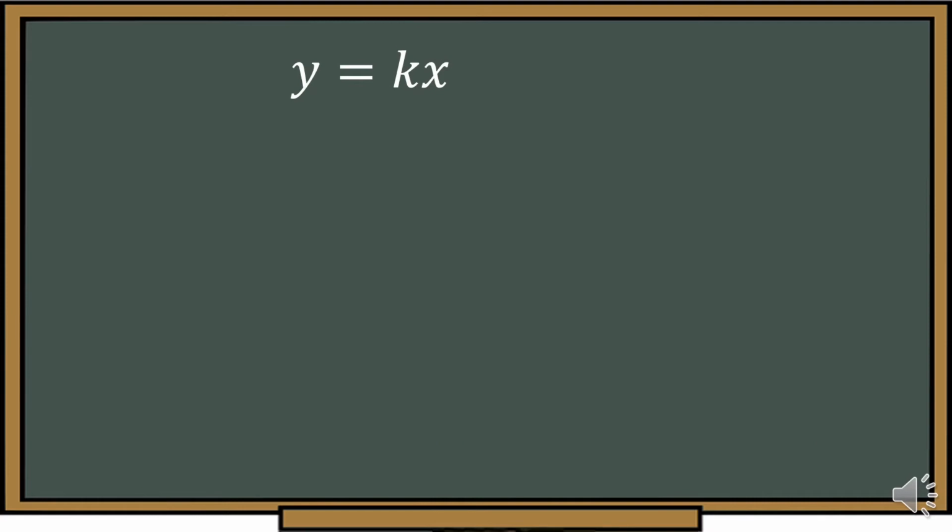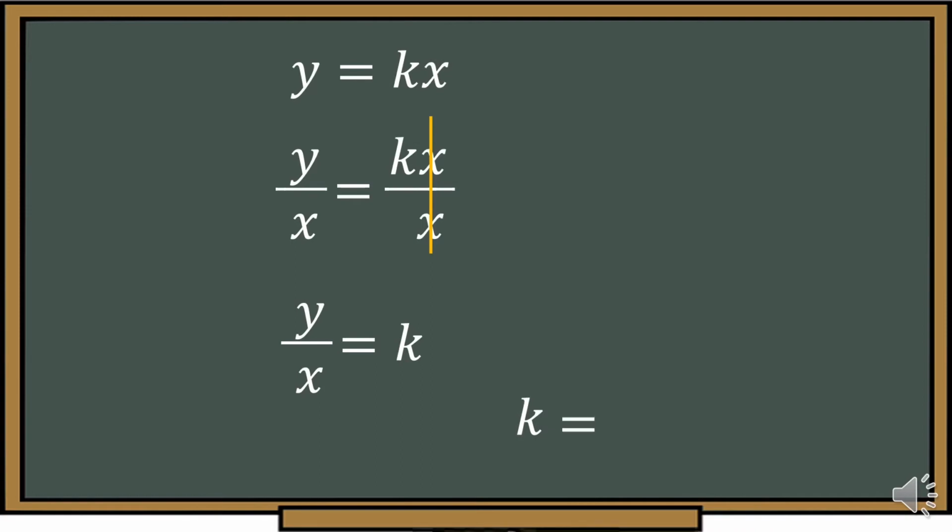The general equation for direct variation is y equals kx. For us to solve for k, or for the constant of the variation, we just simply divide both sides by x. Then x is cancelled, and what's left is k equals y over x. So this is the formula used to determine the value of the constant of the variation.